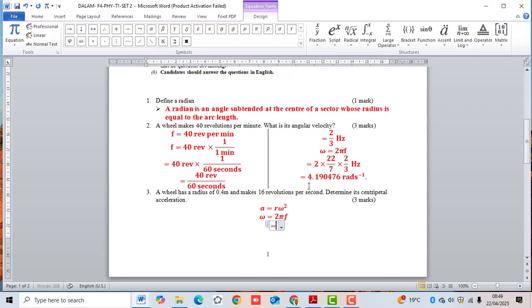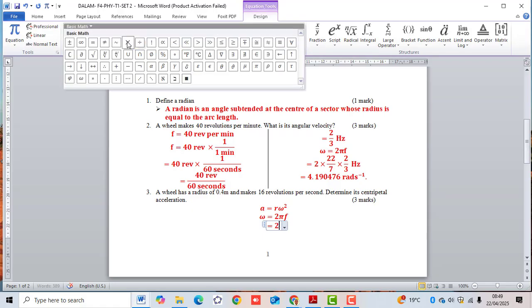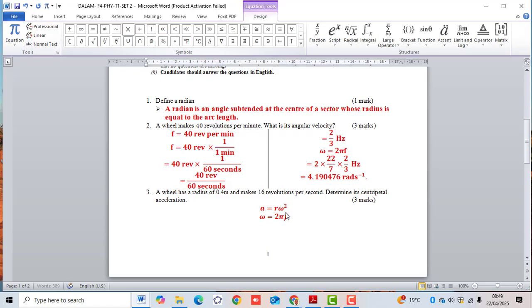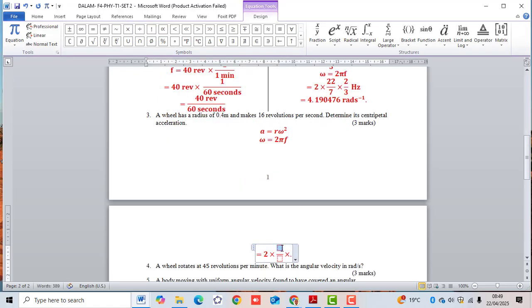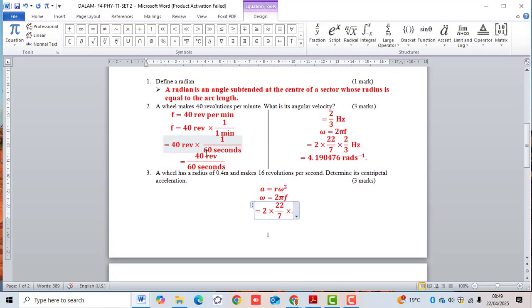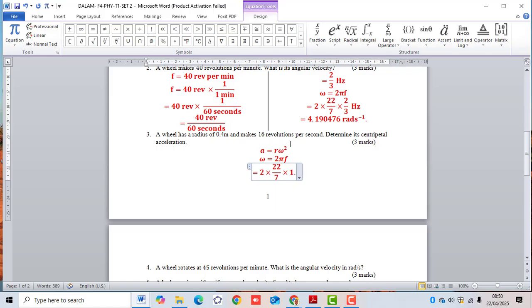So, when I substitute, clearly I have 2 multiplied by pi. Pi is a constant, which is 22 over 7. This is our pi, the symbol pi. Then times frequency. This one is per second. If it had been per minute, we could have done as we did before to convert those minutes into seconds. So this one just multiply by 16. You get what?